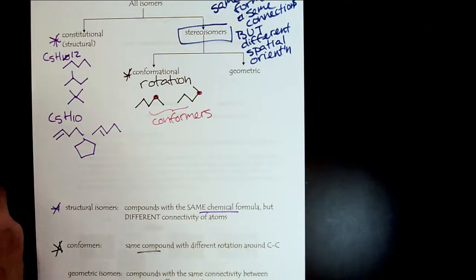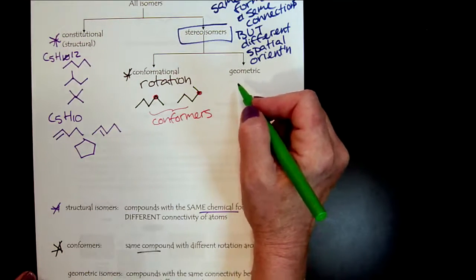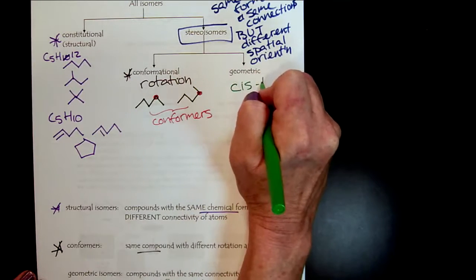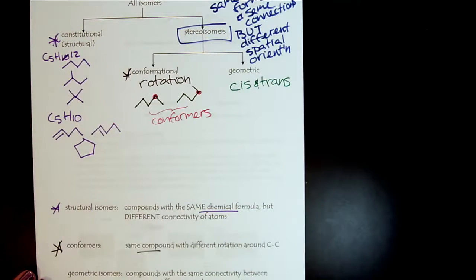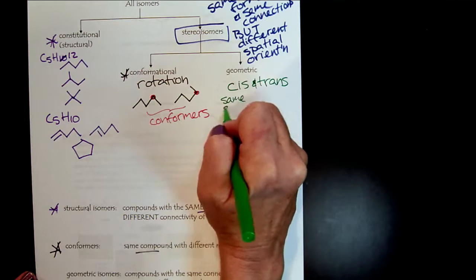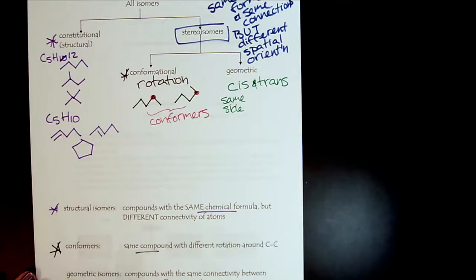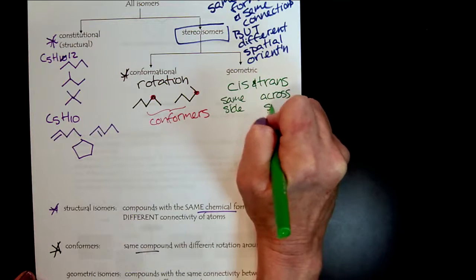Now the other type of stereoisomer we're going to look at is geometric. These also come in pairs, and we have cis and trans. When you think cis, think same side. With trans, think of a transatlantic voyage, where we would be going across the Atlantic Ocean. We would say across the sides.